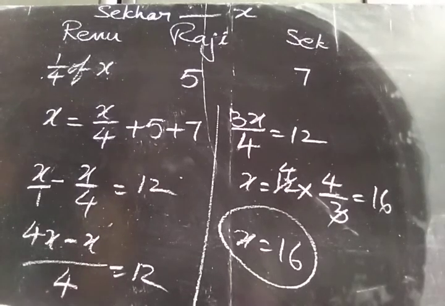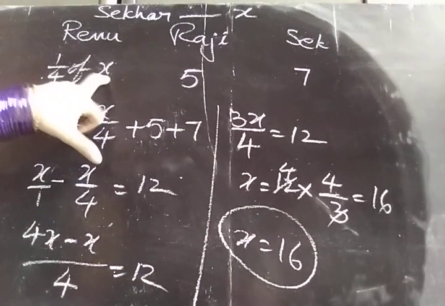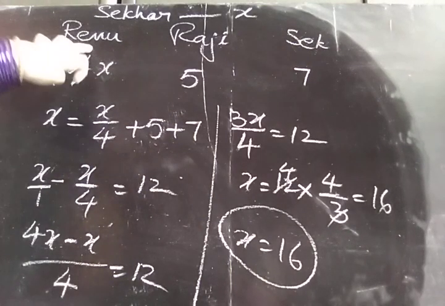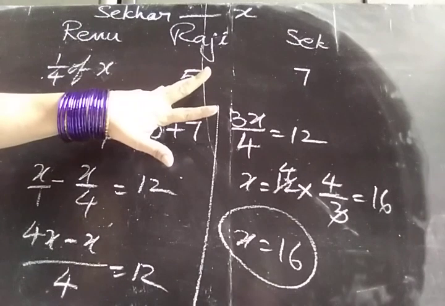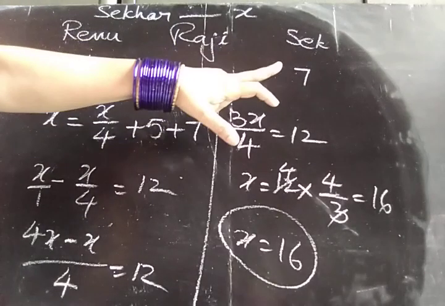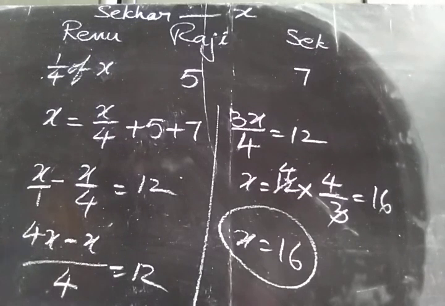How many did he have to start with? 16. Out of 16, 1/4 of 16 means 4 only. 4 given to Renu and 5 given to Raji. 4 plus 5, 9, and 7 remain. 9 plus 7, 16. So total 16. Understood? So this is our chapter.